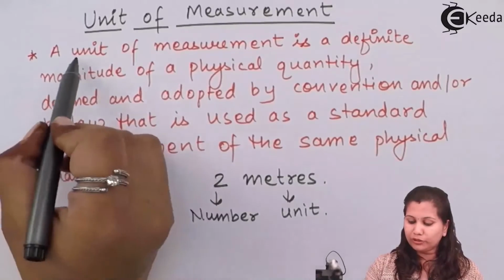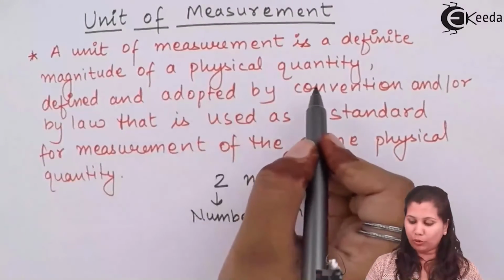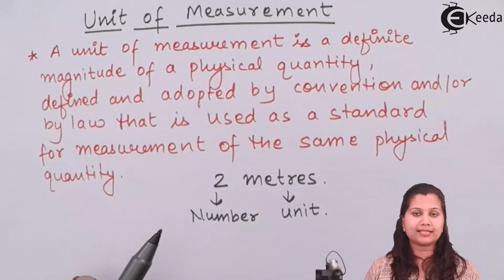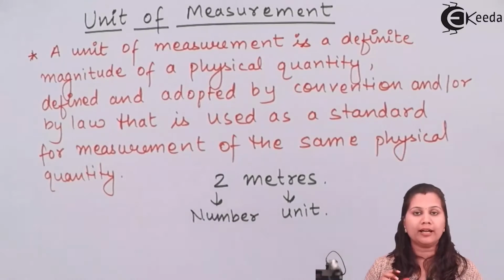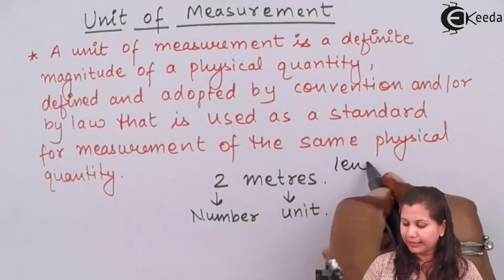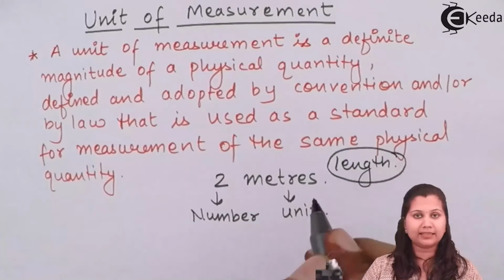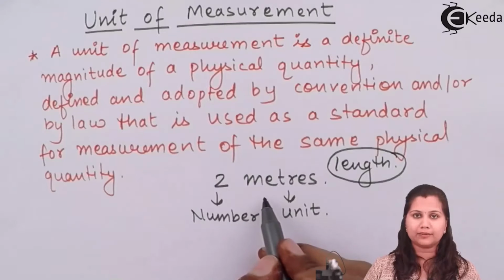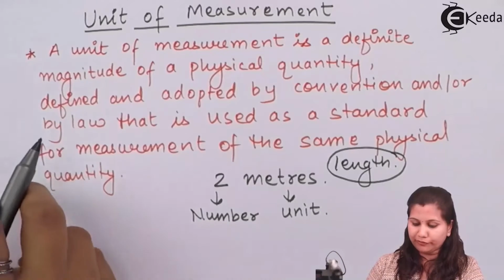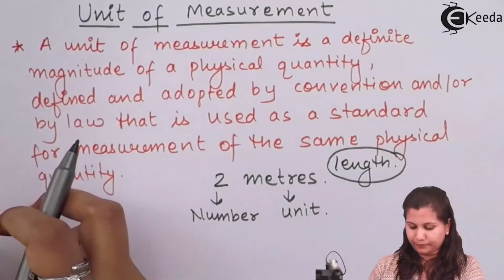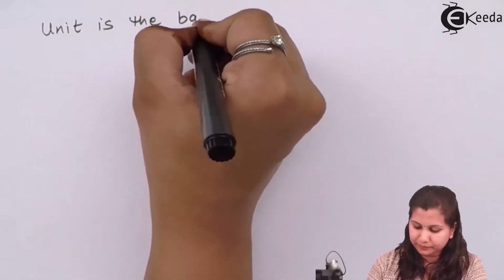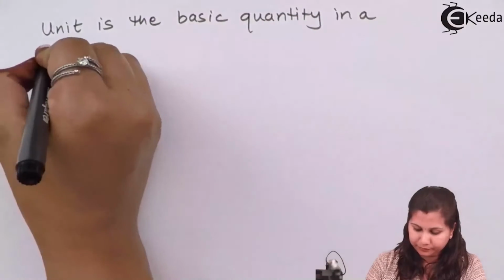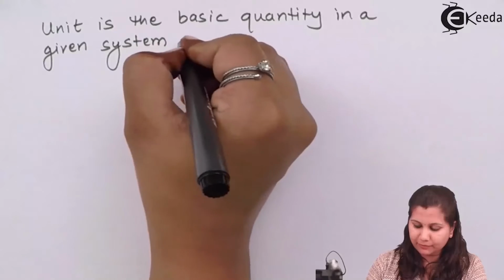the length. So the unit of measurement is the definite magnitude of a physical quantity, and this is the standard quantity, and this standard is given by some law, by some convention. We have defined this, and this will be used for the physical quantity, like meters will be used for length. So always when we are expressing the length, we will give the unit as meters. That is called the unit of measurement. So in simple language, the unit is the basic quantity in a given system of measurement.